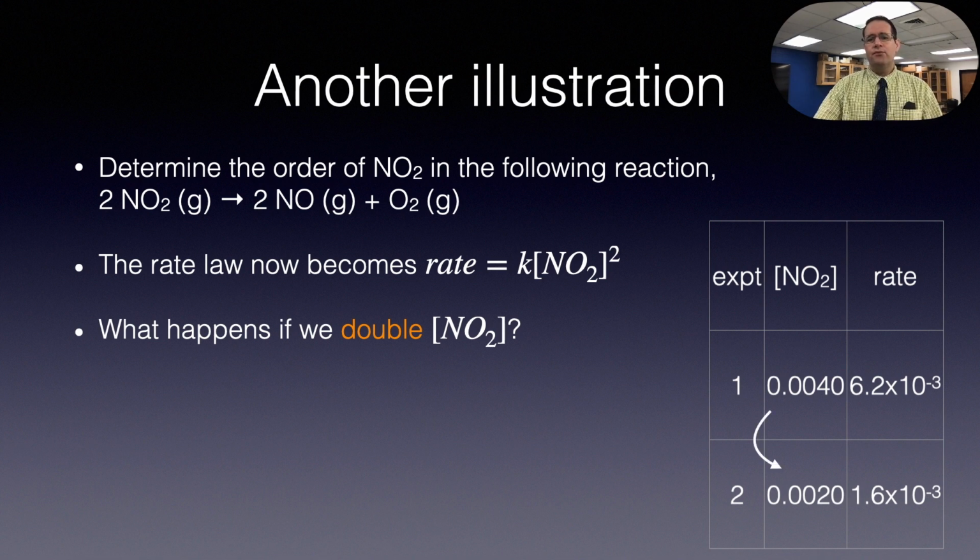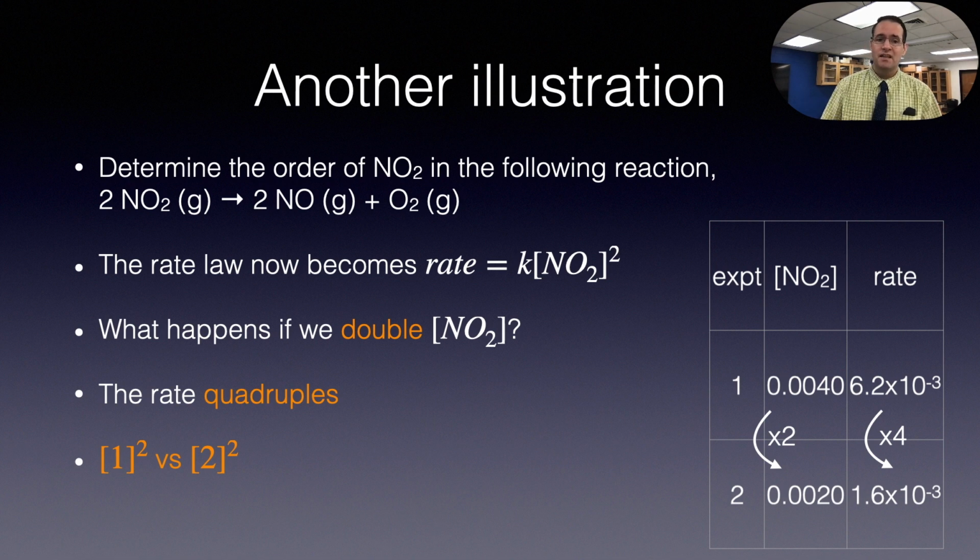So if we take the concentration and we double it, we can see that the rate actually goes up by times 4 because we're squaring that term. In other words, if you take 1 squared versus 2 squared, you're going from 1 to 2, which is a doubling, but because you have that squared term in there, you're actually going from 1 to 4. So you increase the rate by 4 times when you double the concentration. So hopefully the algebra makes a little bit more sense, okay?